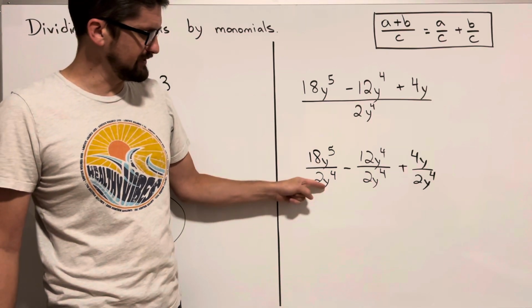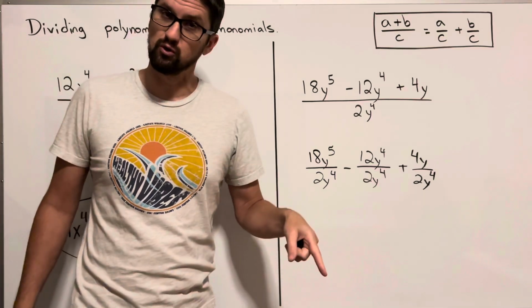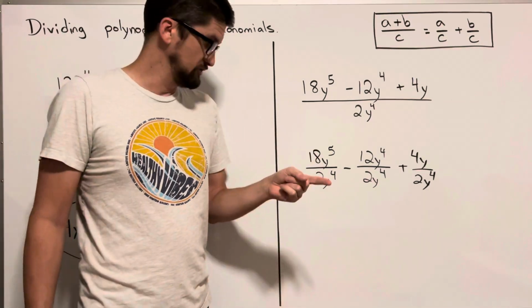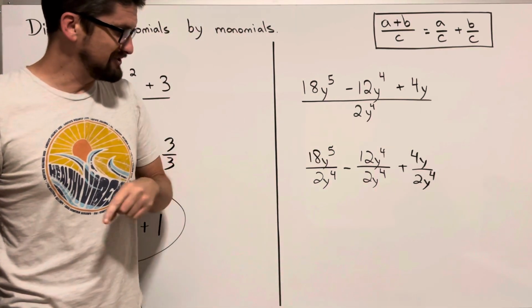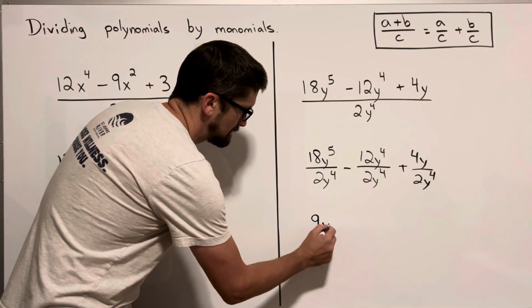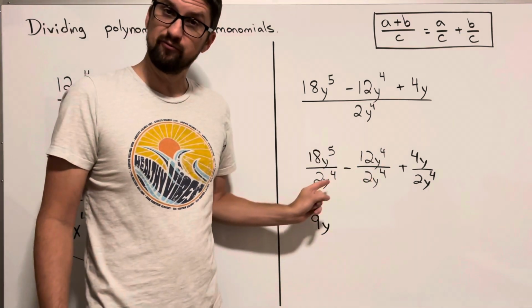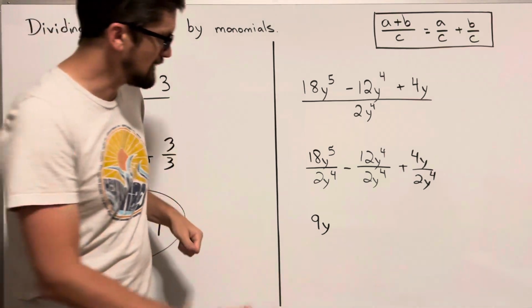Now, y to the 5th divided by y to the 4th, you can do the quotient rule on that by subtracting the exponents. 5 minus 4 is 1. So you're just going to end up with 1y. And 18 divided by 2 is 9. It's like we have 5 y's up top and 4 y's on the bottom. 4 y's cancel and you're left with 1 y on the top.